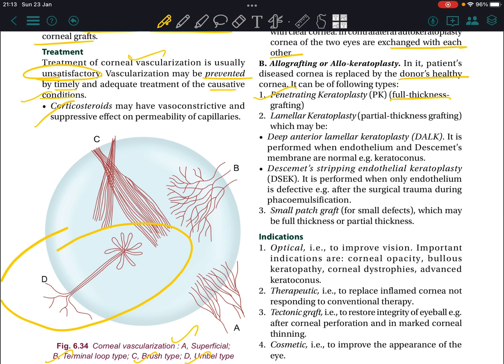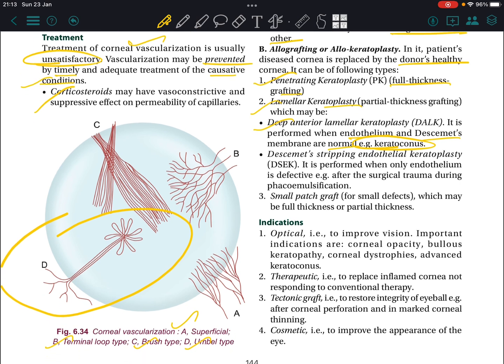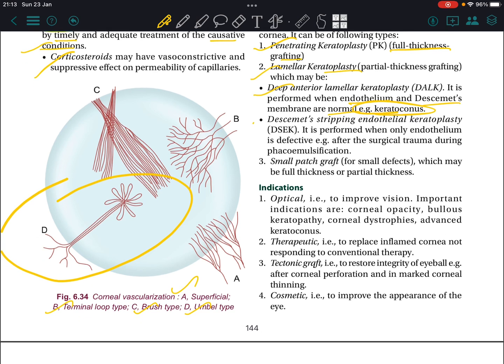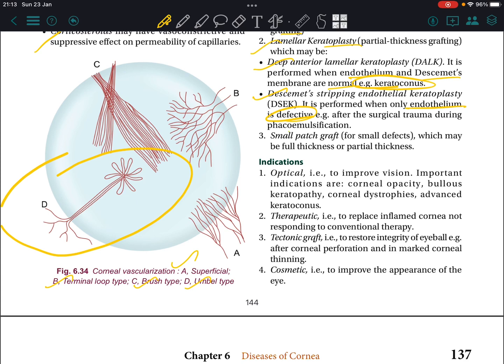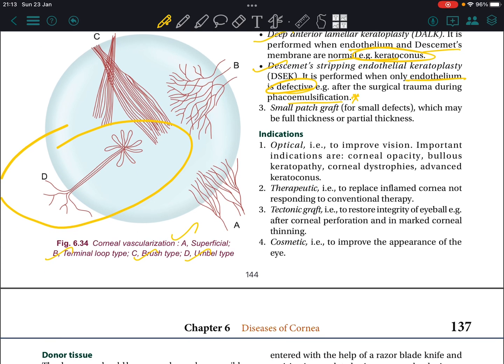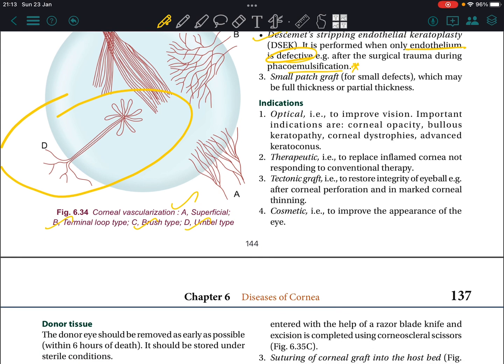Penetrating keratoplasty, full thickness grafting. Lamellar keratoplasty: deep anterior lamellar keratoplasty, DALK, is performed when the endothelium and Descemet's membrane are normal, for example in keratoconus. Only superficial layers are affected. In Descemet's stripping endothelial keratoplasty, it is performed when only the endothelium is defective. Example: after surgical trauma during phacoemulsification cataract surgery, a small patch graft, which may be full thickness or partial thickness, is used.